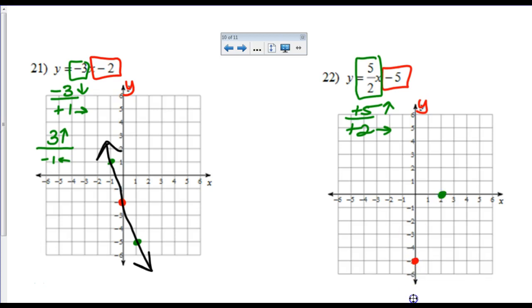I wouldn't be able to move down and left because I'm going to run out of graphing space, so I'm just going to have to work with 2 points. Technically, you only have to graph 2 points, and hopefully your line actually goes through those 2 points.